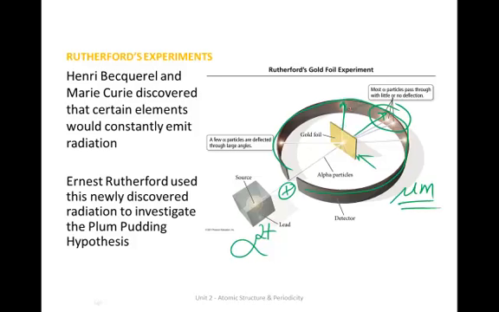Some of their more surprising results were that some of the alpha particles were deflected at large angles. And in even smaller amounts, but still surprising, some of them came back almost straight at the source, or at very small angles. Those second and third results were very surprising to Ernest Rutherford and his research group. So what's going on here?